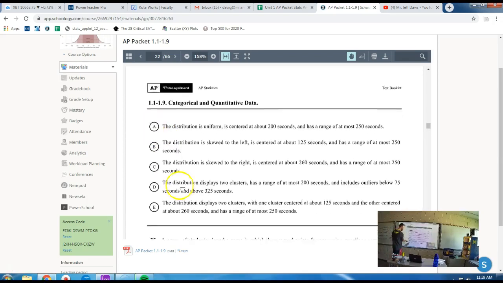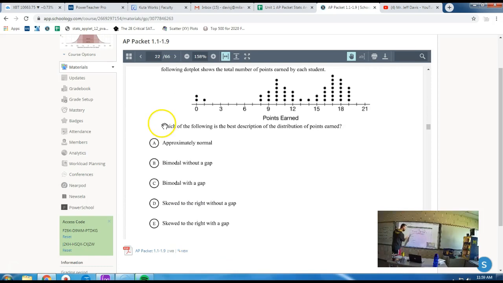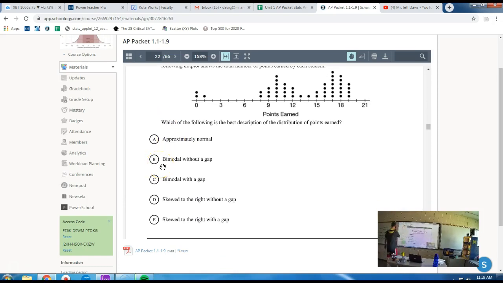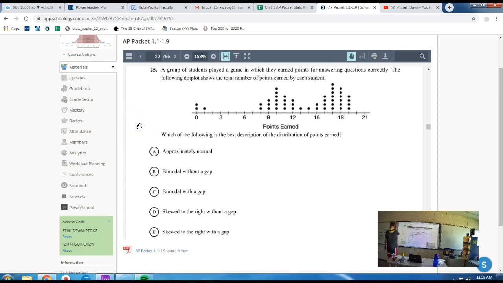Okay, 25. Which of the following is the best description of the distribution of points earned? This is really similar to the last one we just did, and this is a tough one. I could argue this is skewed left, and they didn't put that as an option, which I'm really glad about, because you could kind of draw this and go, I don't think it fits perfectly, but I'm glad they didn't put it as a choice.